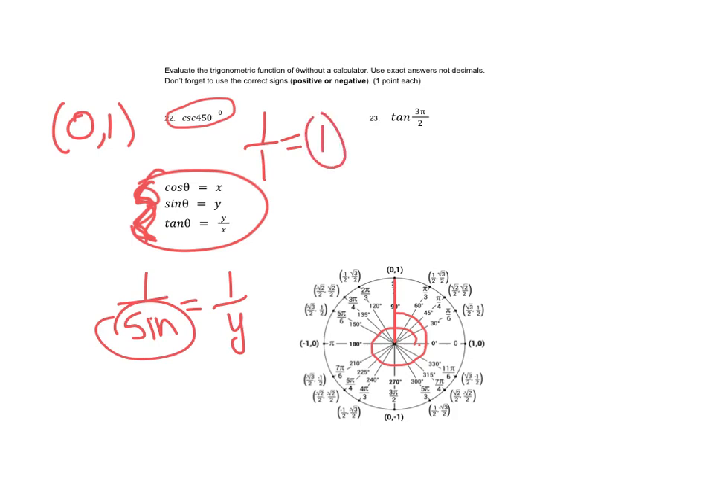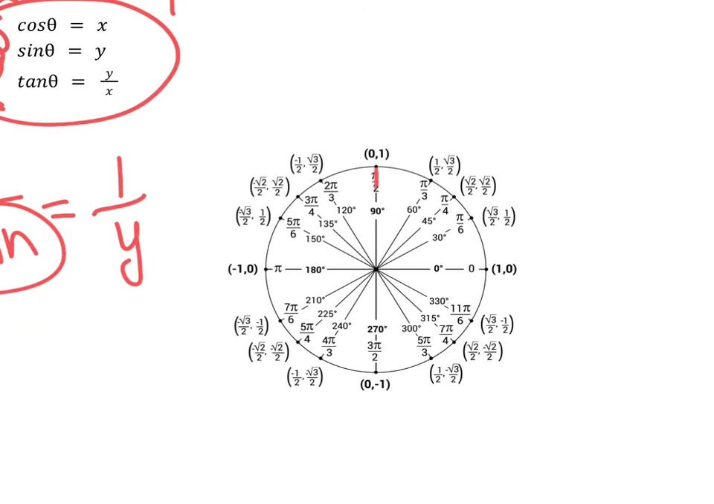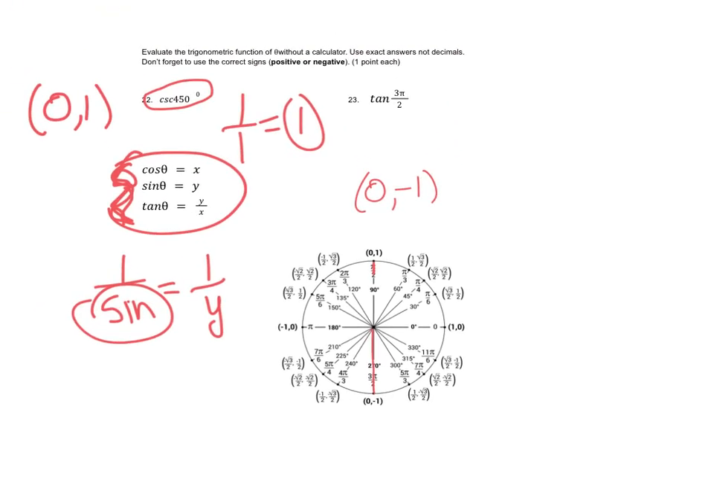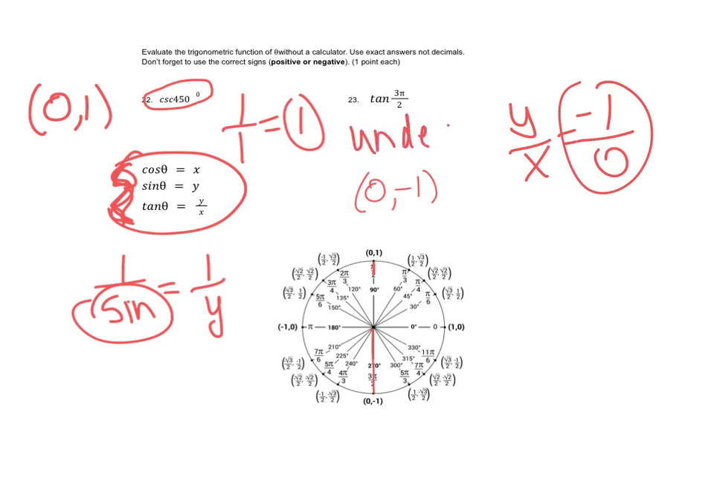The tangent of 3 pi over 2. Okay, let's find 3 pi over 2 on our unit circle down here. 3 pi over 2 is right here. Our ordered pair is 0, negative 1. So the tangent is going to be y over x. Well, in this case, y is negative 1, x is 0. Well, you can't divide by 0, so if you are dividing by 0, your answer is going to be undefined.